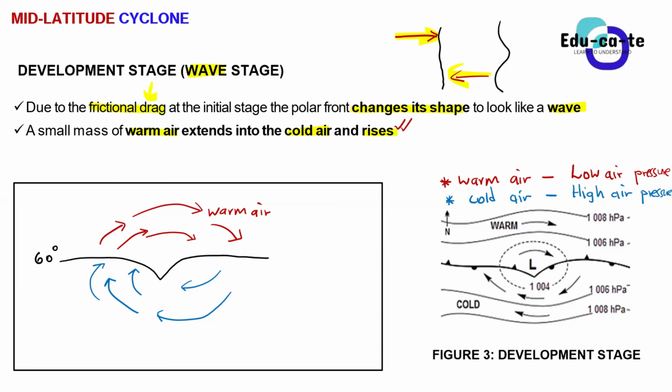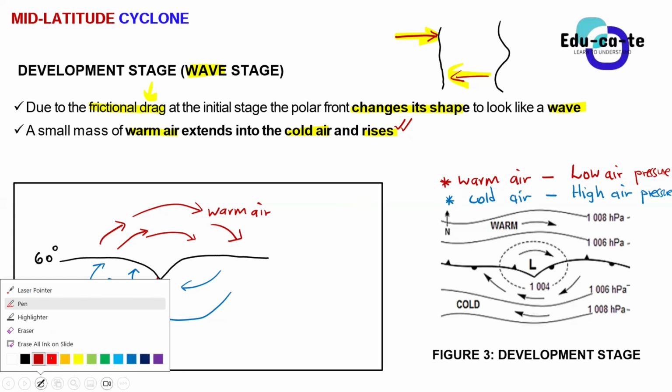So in other words, the rising air causes the pressure to decrease. Yes. So this small warm air that has extended into the cold air, the rising of the small warm air will cause the pressure to decrease. It will cause a low pressure. So a low pressure will develop. That's why we write a small L here.